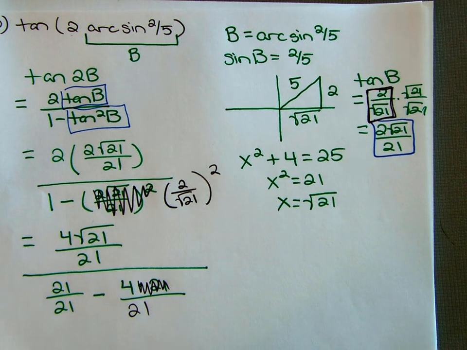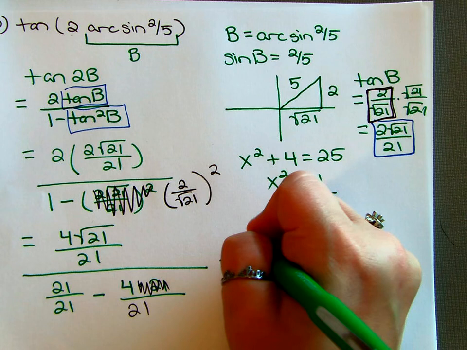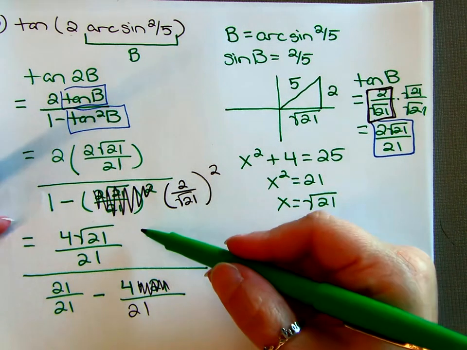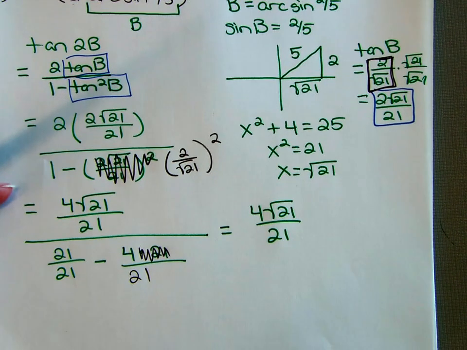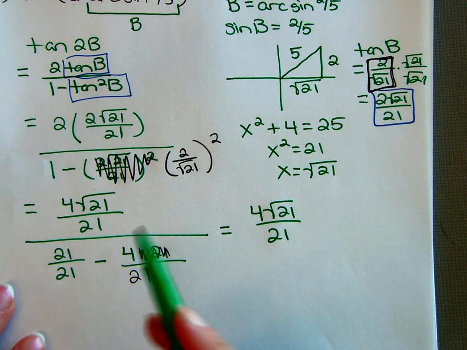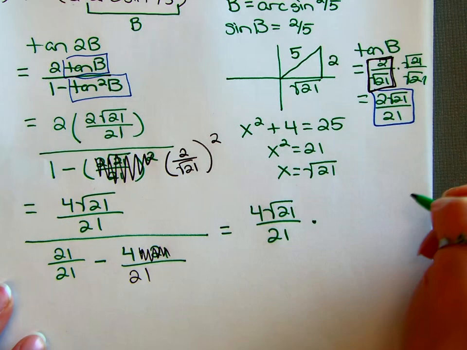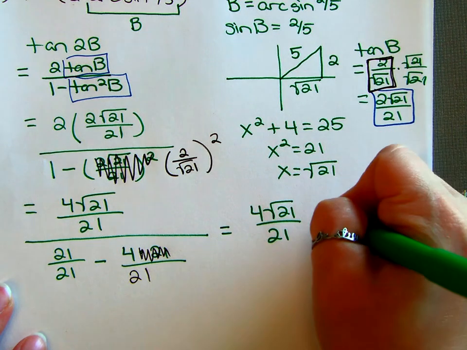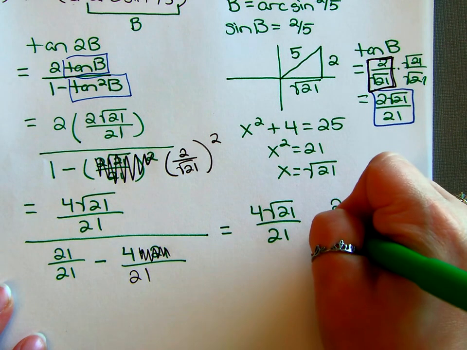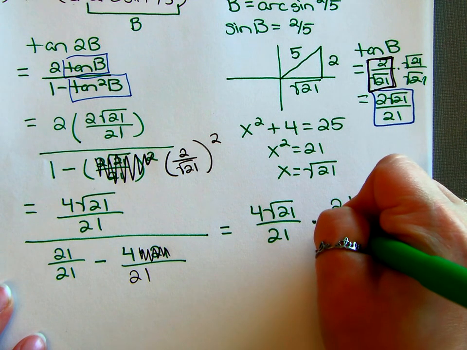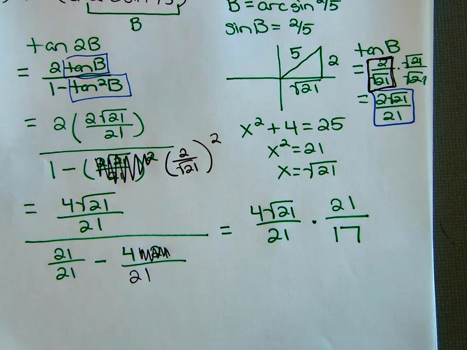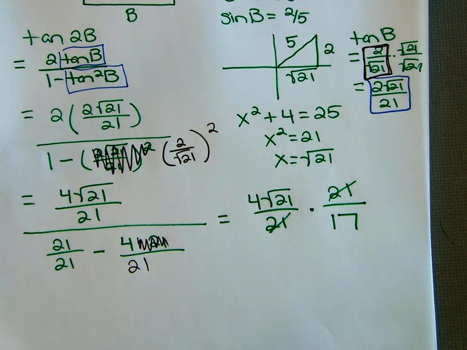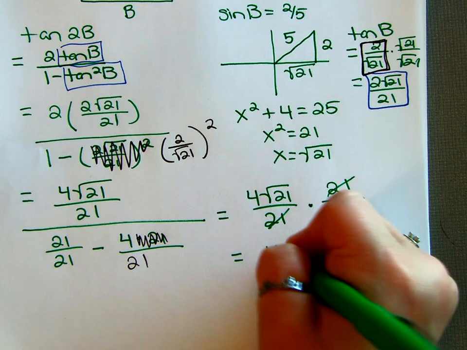So you get 4 radical 21 over 21. That's the top. And then on bottom, I'm going to flip it around so that I can start simplifying it, because I'm going to have 21 over 21 minus 4, which is 17. The 21s cancel, leaving me with 4 radical 21 all over 17.